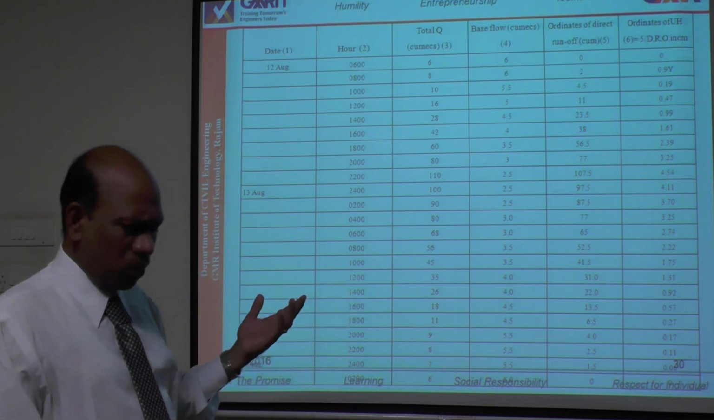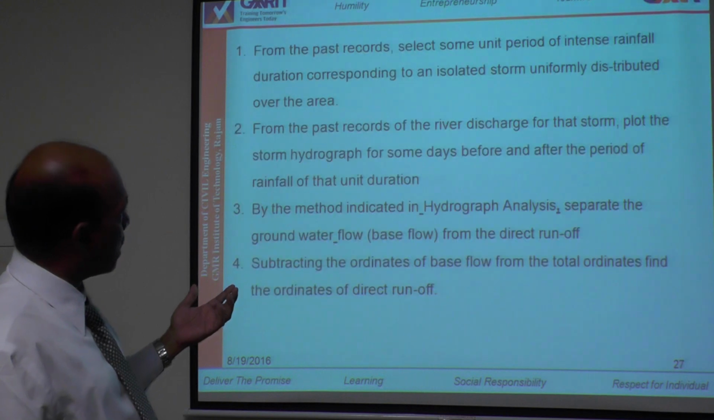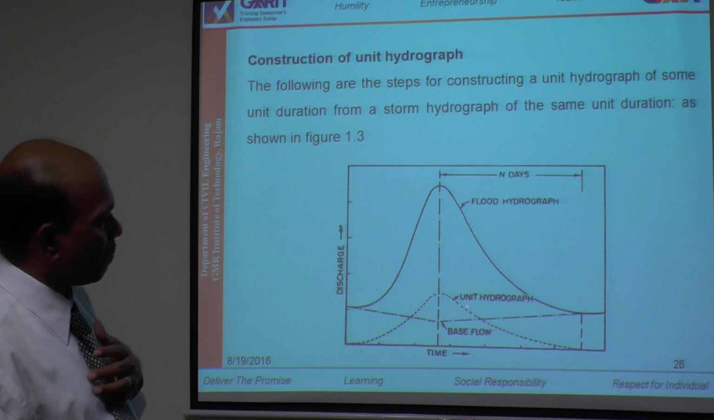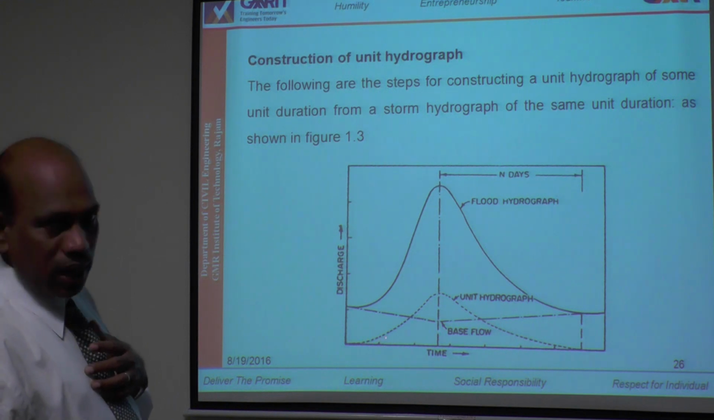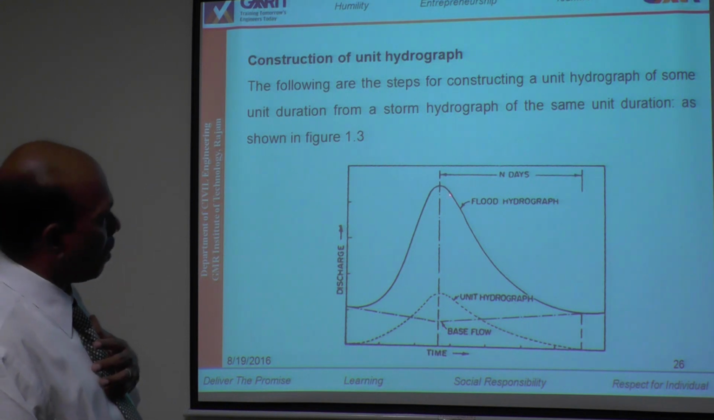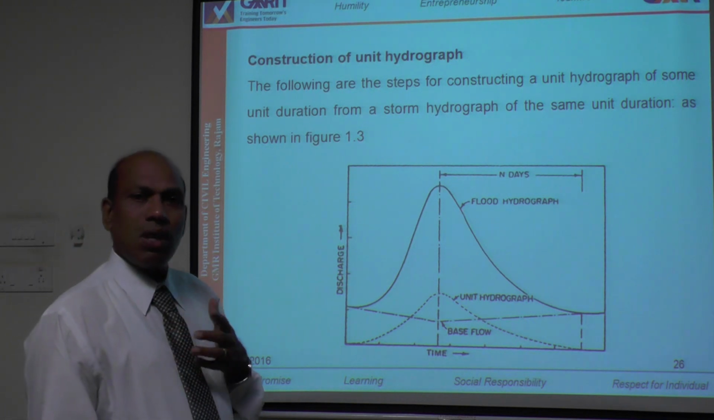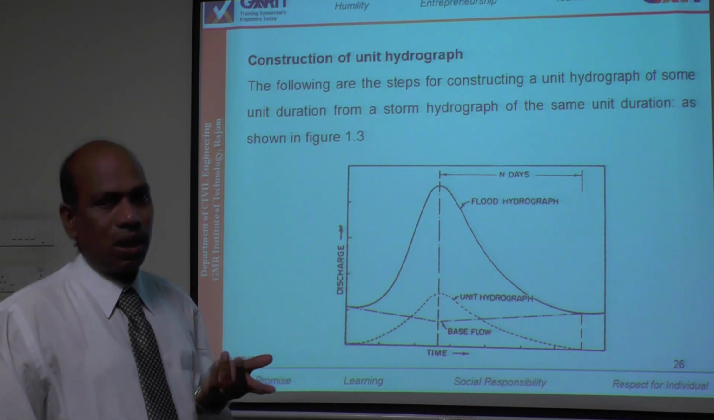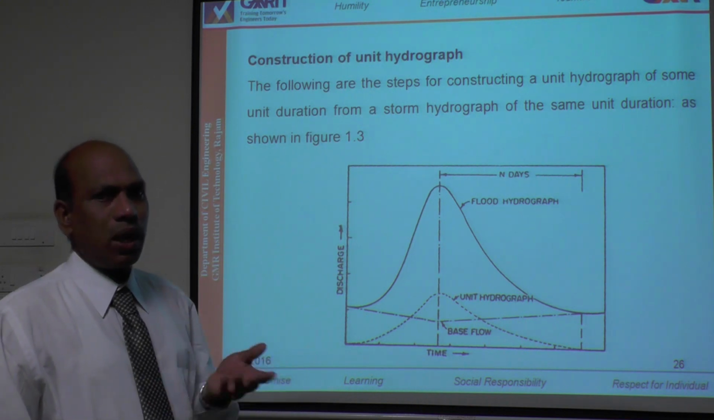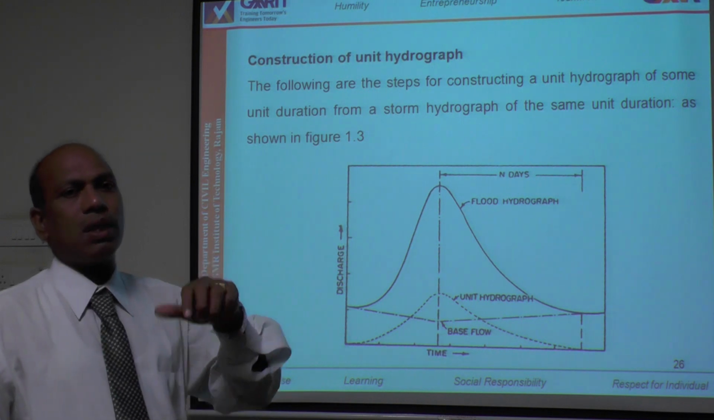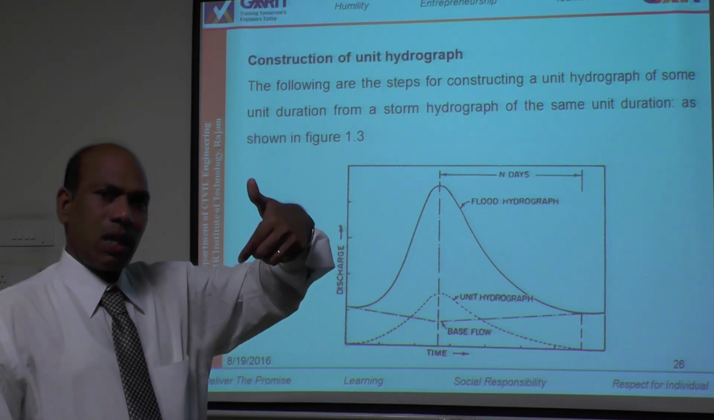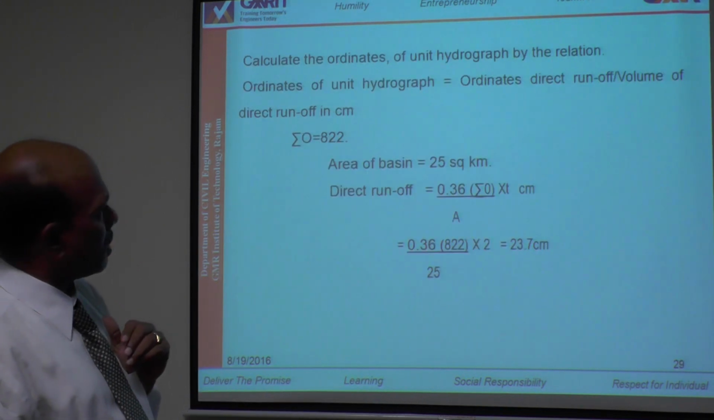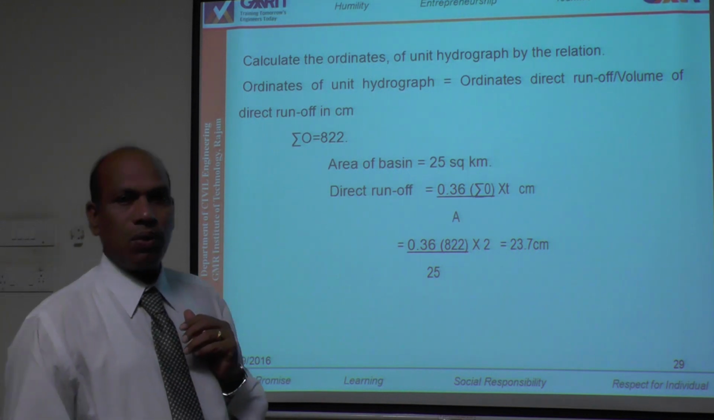For example, I showed you an earlier diagram here. This is the unit hydrograph diagram, because the ordinates are smaller for 1 centimeter direct runoff depth. This other hydrograph is for 23 centimeters runoff depth. Both are hydrographs, but the direct runoff ordinates are larger than the unit hydrograph ordinates. Unit hydrograph ordinates mean that for 1 centimeter depth of direct runoff, that hydrograph is nothing but the unit hydrograph. This is about unit hydrograph theory and unit hydrograph construction.